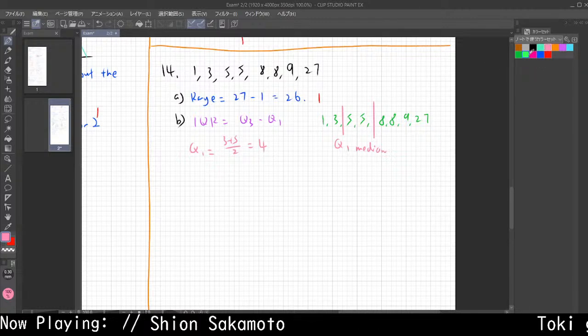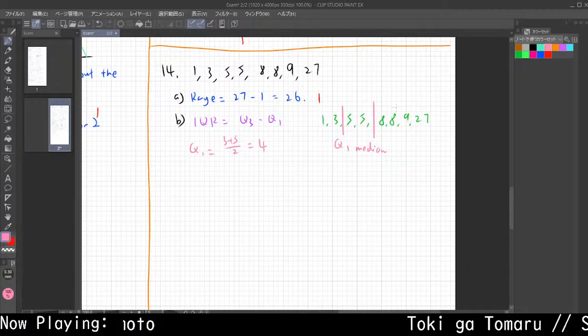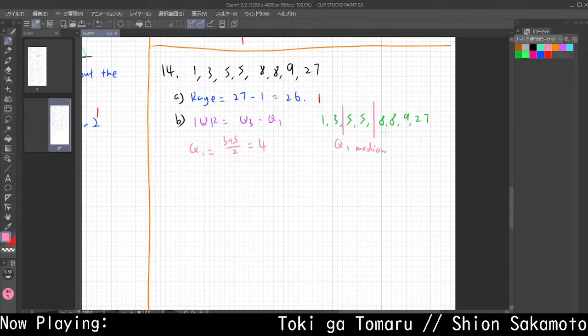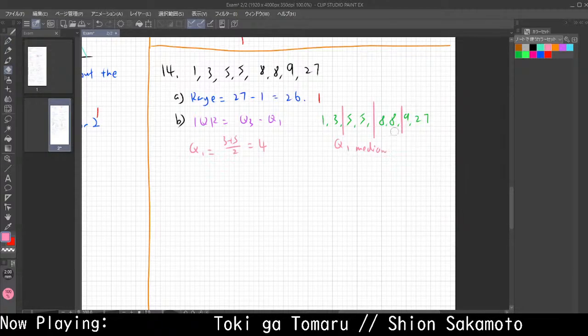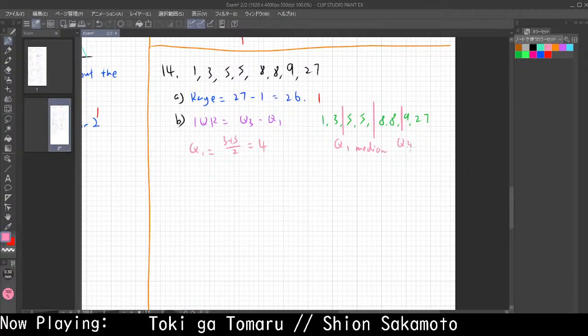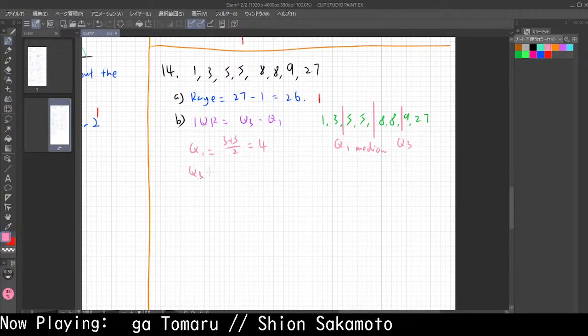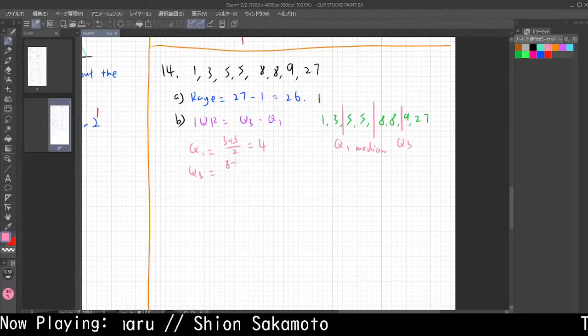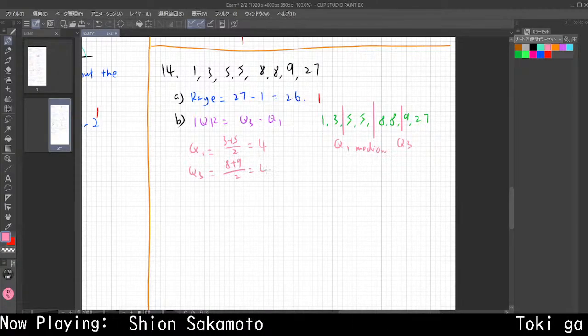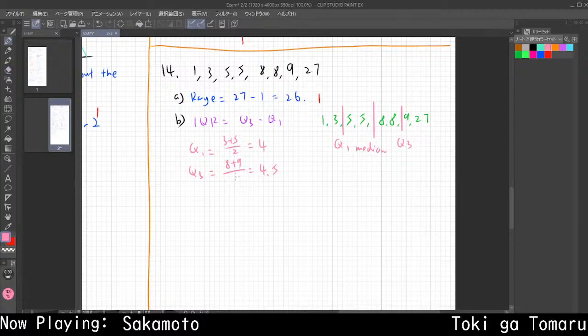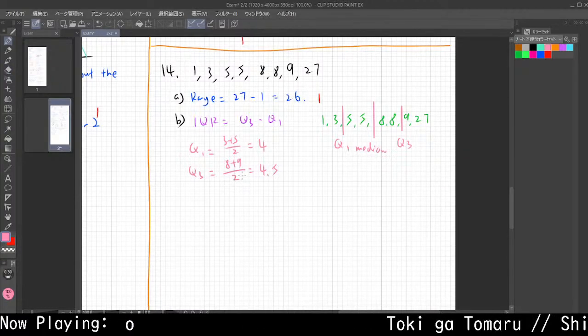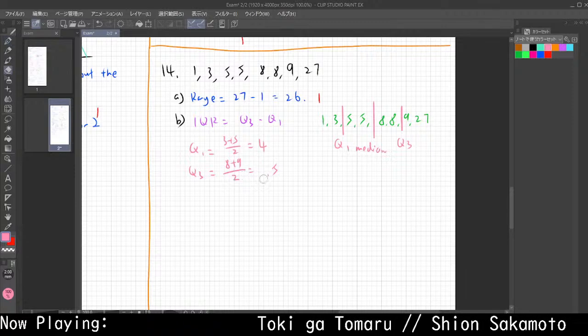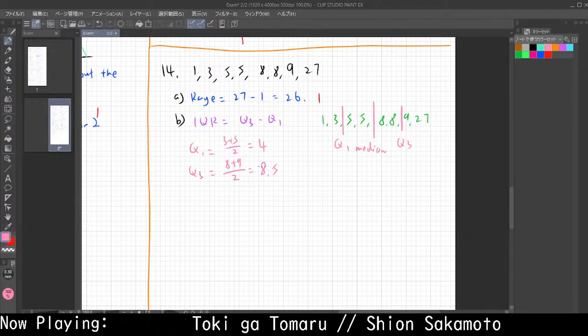Your Q3 is the midway point of your second half. So 4 numbers, split into 2 and 2, so 1, 2 split, then you get Q3. Your Q3 will be the middle of 8 and 9, so 8 plus 9 divided by 2, you get 8.5. So this will be Q3 and Q1.